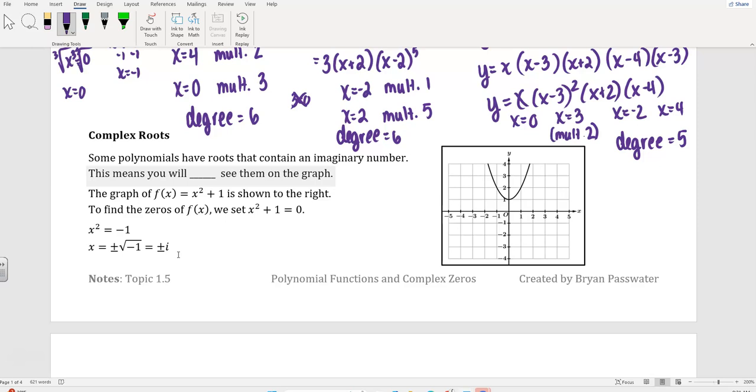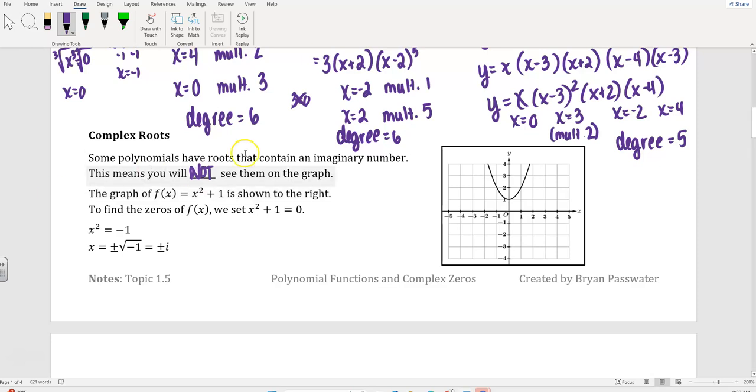So complex roots are ways of talking about roots that you will not see on the graph. You could graph them on the complex plane, which we saw with our modulus question, but again, not what we have to do here. So, for example, the graph of f of x equals x squared plus 1. That's just a quadratic that's been moved up 1. When you move that quadratic up 1, it doesn't touch the x-axis anymore, right?